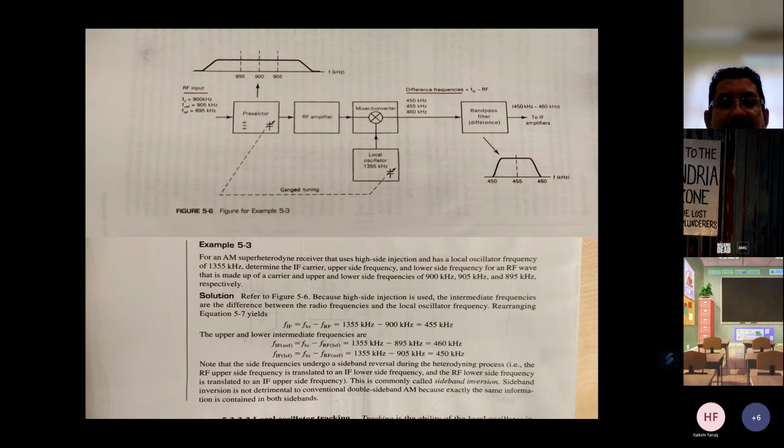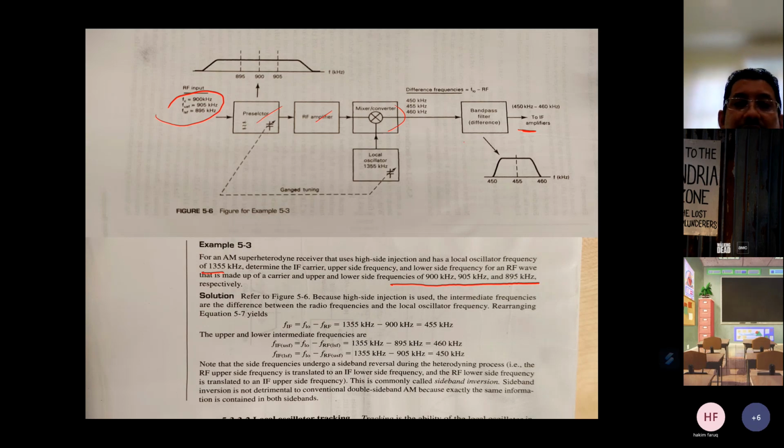Dan ini pun daripada example Wayne Tomasi. Ini kalau you lihat ini sama je sebenarnya. So kalau you lihat ini kita nak cari apakah frekuensi output. So daripada preselector, RF amplifier, ada mixer converter. So ini contoh, dia bagi contoh kalau diberikan local oscillator frekuensi 1355, diberikan RF frekuensi daripada 895 kHz sehinggalah 905 kHz. Ini daripada input, this is the input.